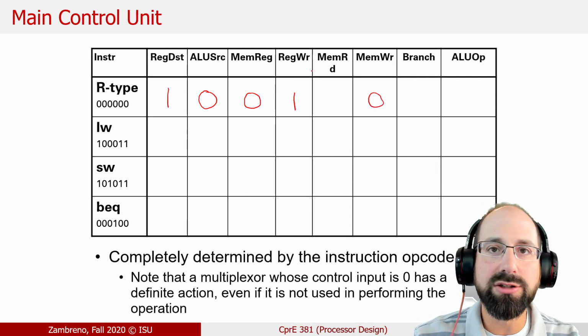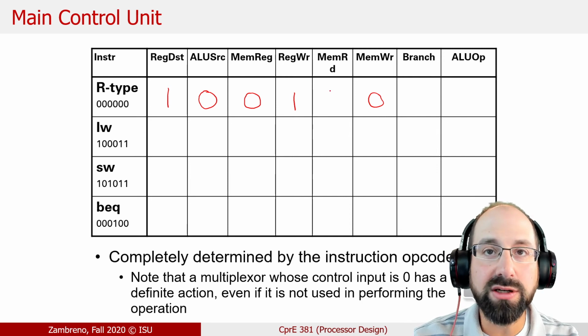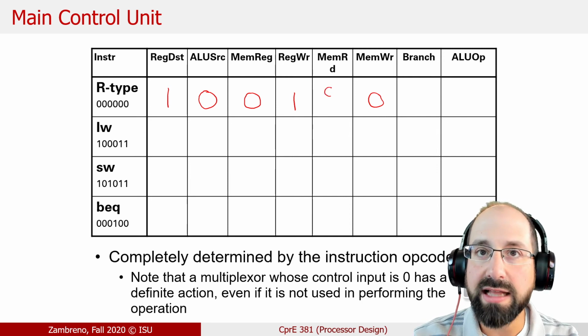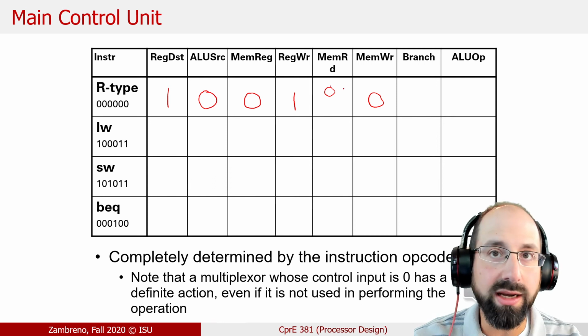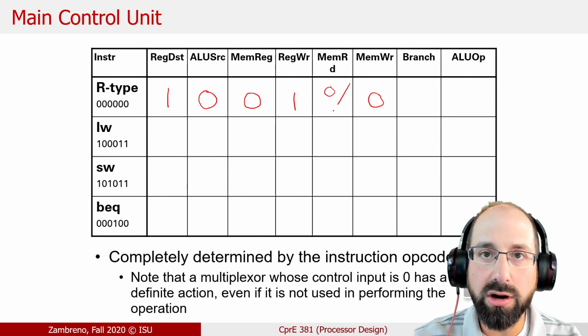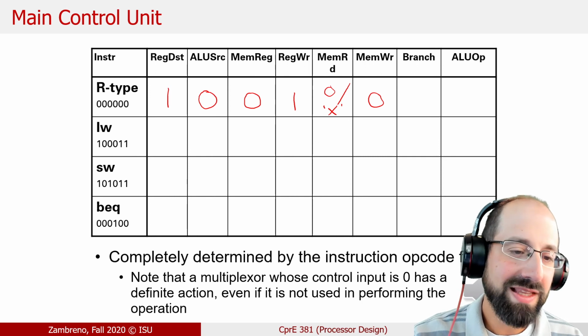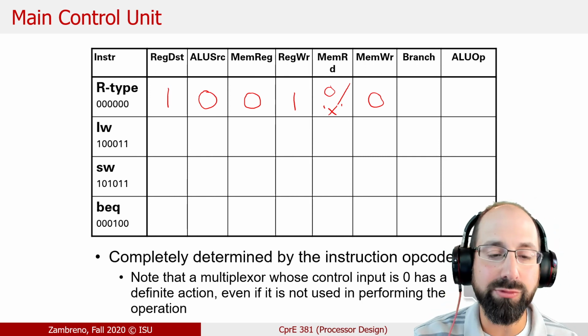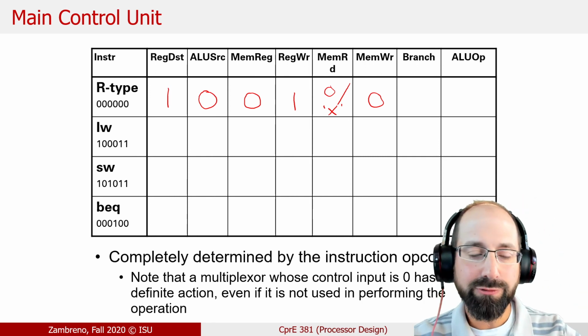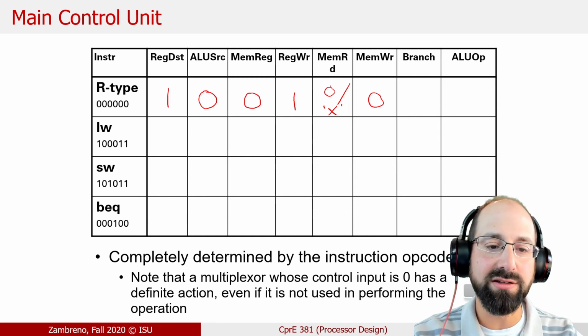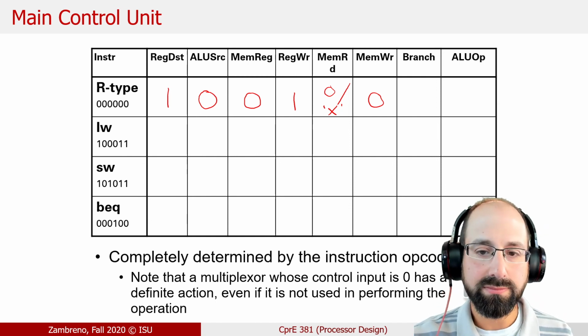I would allow, in terms of a valid answer, certainly 0 is correct here. We don't want to read. You're not getting it wrong. But also, I would argue that X is a valid answer here as well. Not X as in multiple drivers on our signal, but X as in don't care. We don't necessarily care what the value is. Read from memory, don't read from memory. From the R-type instruction's perspective, who cares?